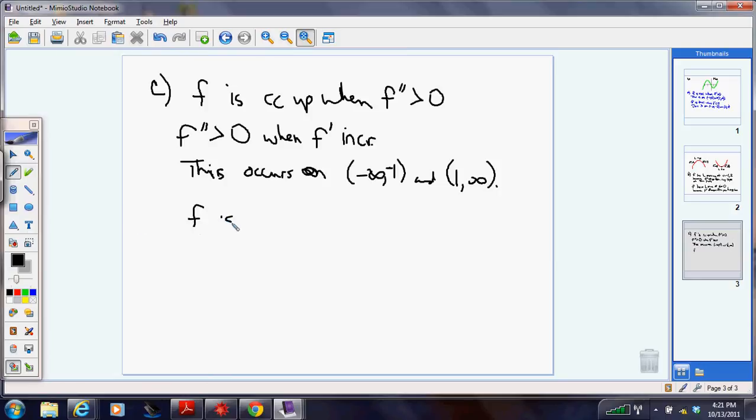Similarly, f is concave down when f double prime is less than 0. The second derivative is what tells us about concavity. And f double prime is less than 0 when f prime is decreasing. Guess I forgot the word is up there.